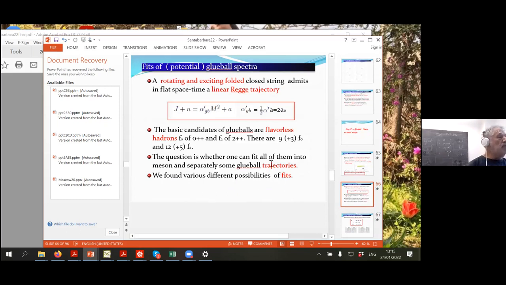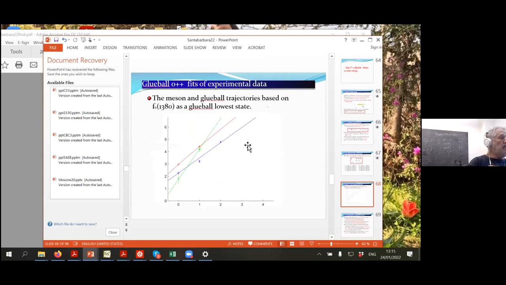Okay. Now we took all the flavorless hadrons, the f0 with 0++, and the f2 with 2++. And so there are a handful of candidates, and we try to see if we can match them, put them all in a meson trajectory, and if not, whether some of them will fit a glueball trajectory. So let me show you the picture.